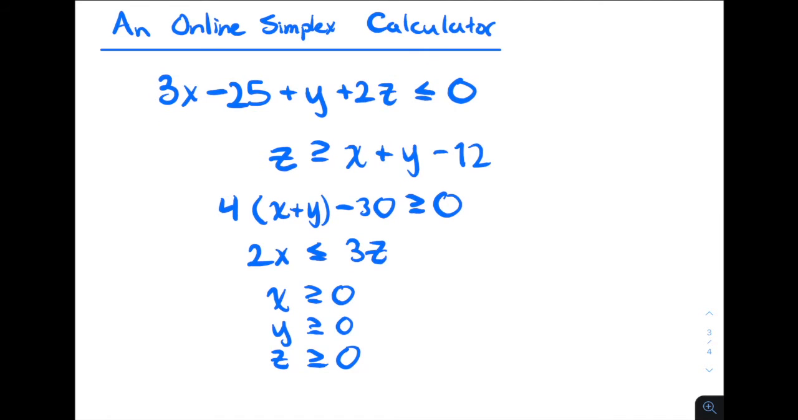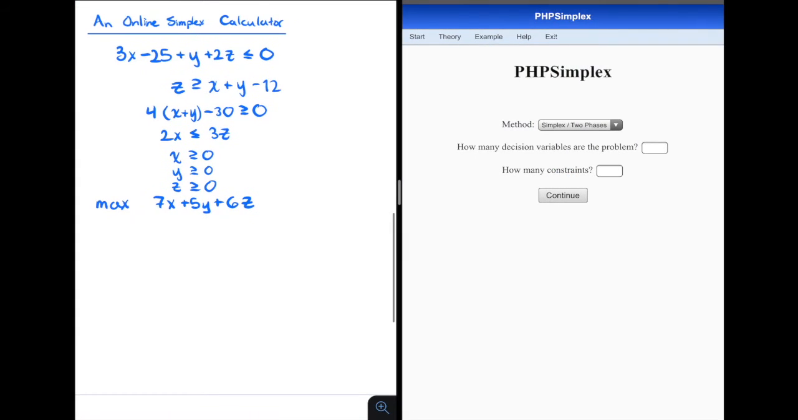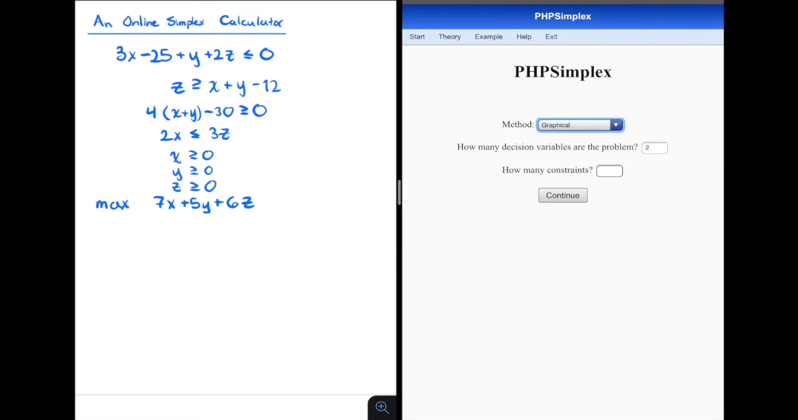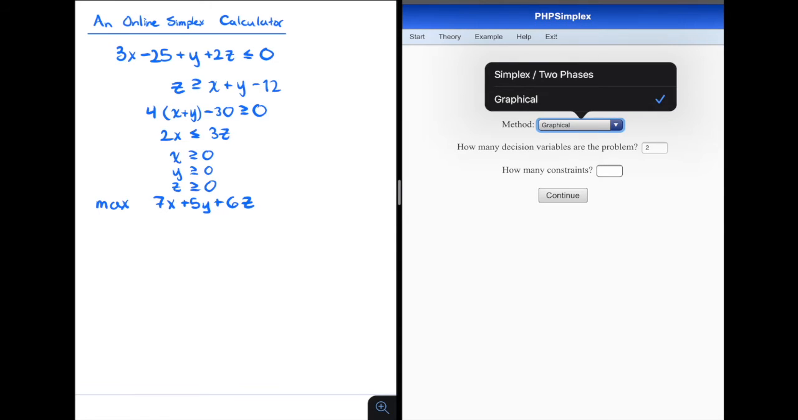And let's suppose we were told that our objective function is to maximize 7x plus 5y plus 6z. We'll be using the website PHP Simplex. It begins by asking us which method we want to use, and we'll stick with the simplex method. The alternative, graphical, locks us into just 2 variables, and here we have 3.